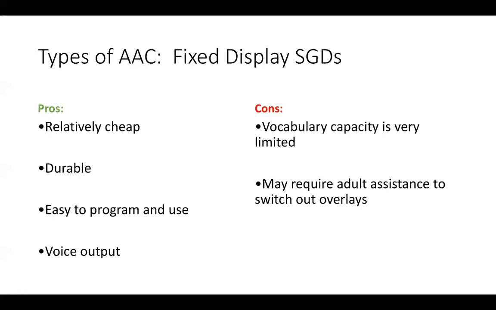Typically, they do require adult assistance to switch out overlays. So let's say you give a child access to snack vocabulary during snack. When that child then transitions to circle time, an adult has to be there to switch out and give them access to new vocabulary. So it does kind of limit independent communication.